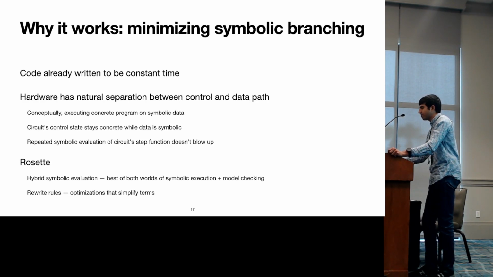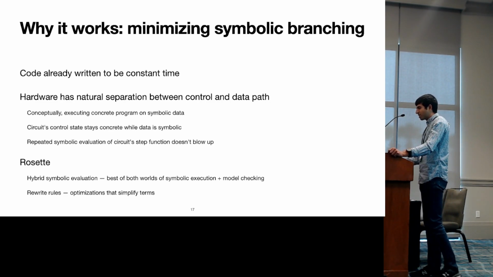Now, taking a step back, it might seem surprising that this approach works at all. How can we symbolically execute hardware for millions of cycles, right? And the main reason this works is we're able to minimize branching, minimize symbolic branching. The particular problem we're trying to solve is proving that code runs in constant time. And so the code is already written in a way that's intended to run in constant time, right? If it's correct, it's not doing lots of branching on secrets.